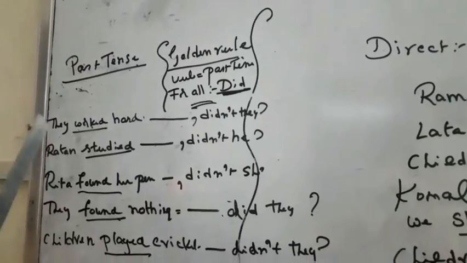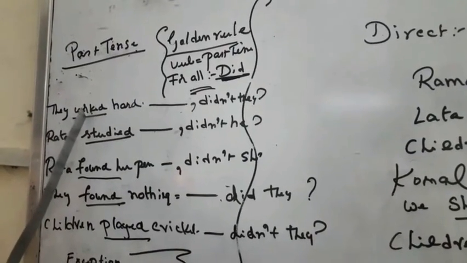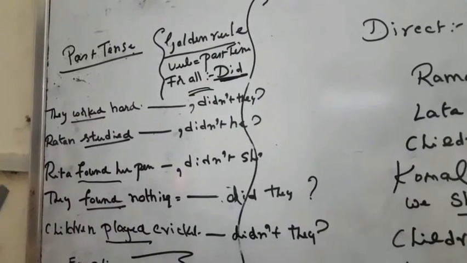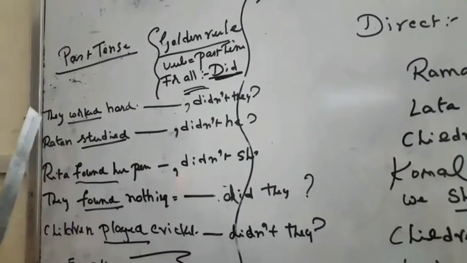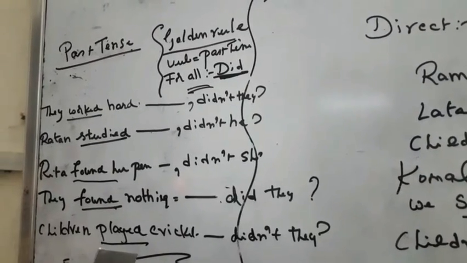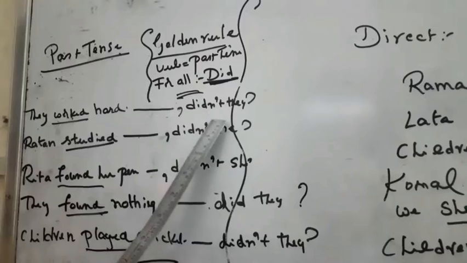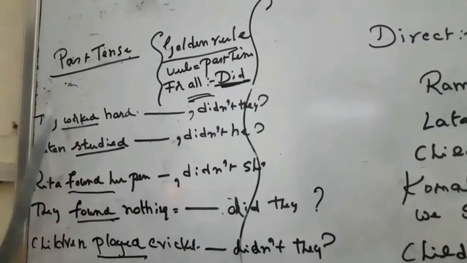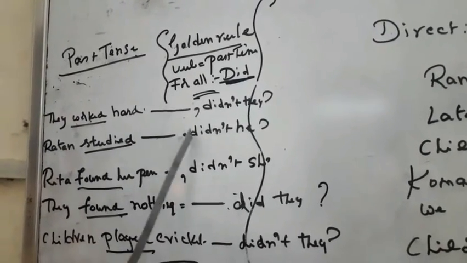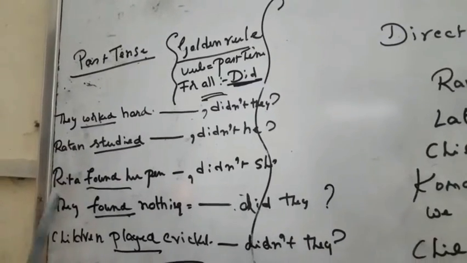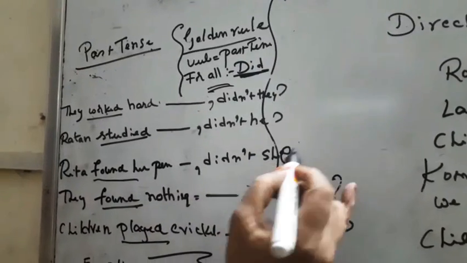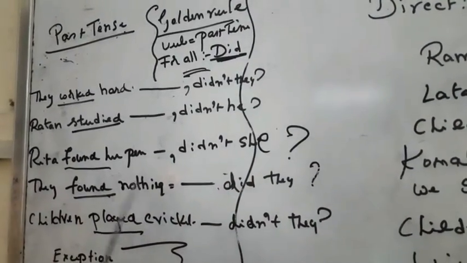Now see, they worked hard. The sentence is positive. Didn't they? Now, why is it easy? You don't have to see whether it is he, she, it, I, you, we, they. You have to directly write did in past tense. They worked hard, didn't they? Ratan studied, didn't he? Rita found her pen, didn't she?